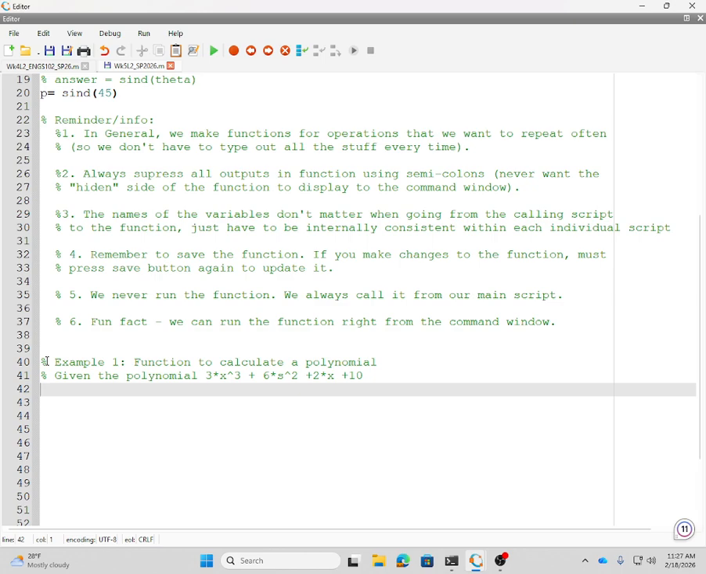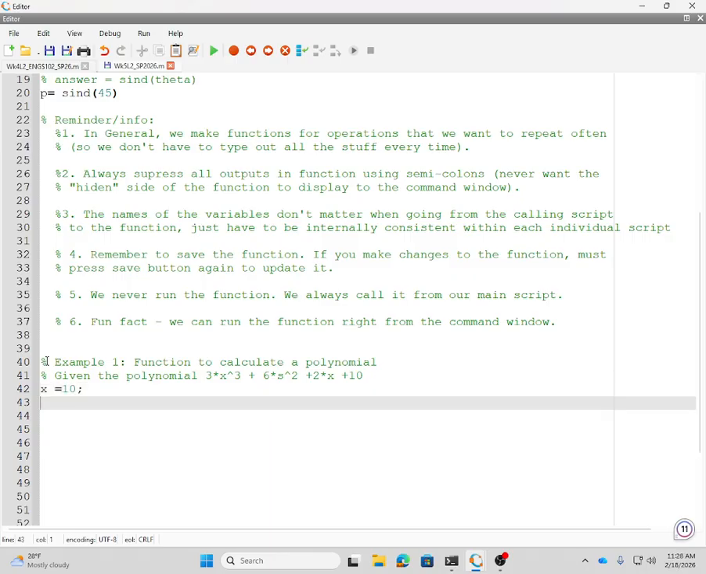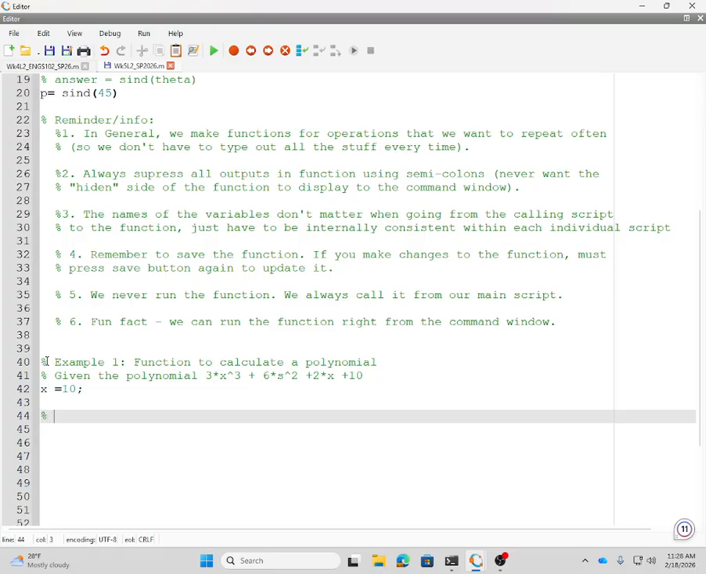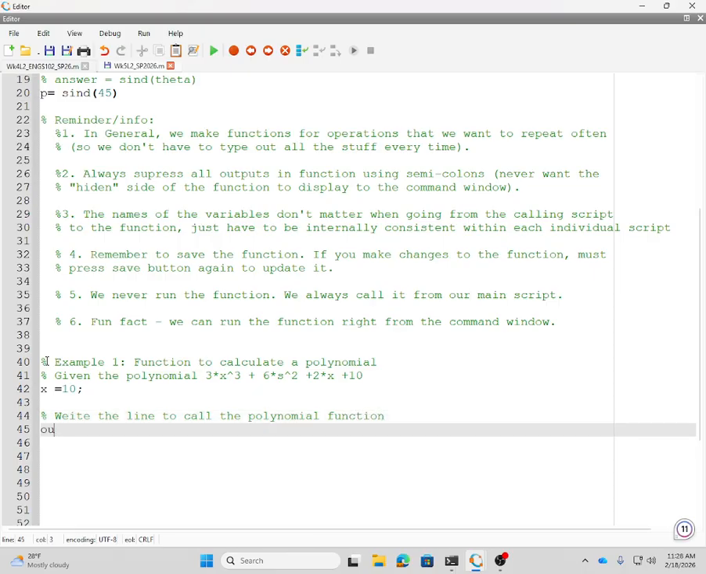What does it mean? It means you are writing a function which is going to calculate this polynomial, where in the main script you are not doing anything with the polynomial. You are just saying you got to write it somewhere else, okay, which we'll be doing shortly. But in main script, you define this x, say like x equal to 10, whatever the value x you want, and then write, just like the syntax that I gave you, write the line to call the polynomial function.